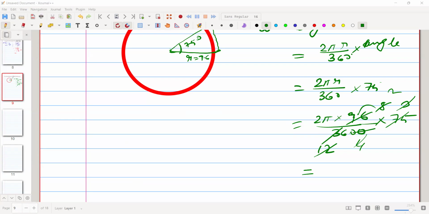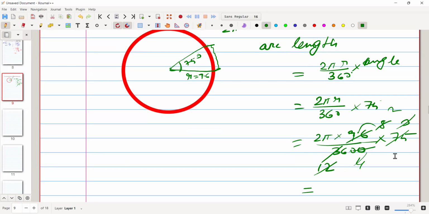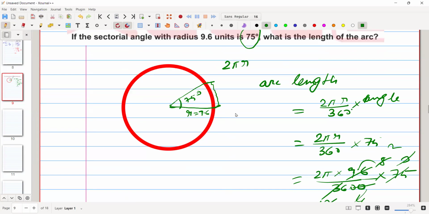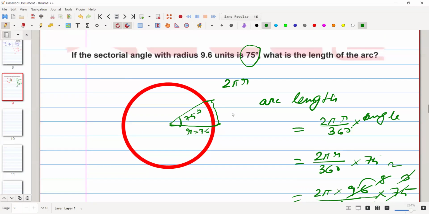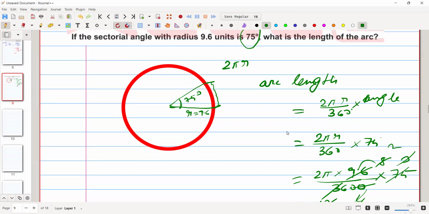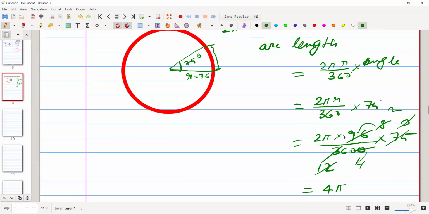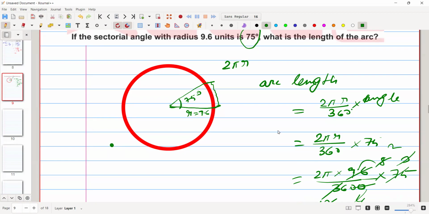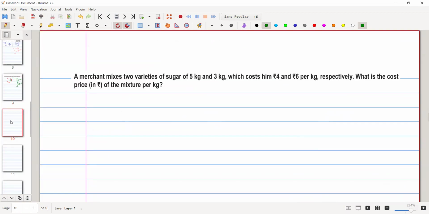Okay, so 4 pi is the answer. Clear? So just doing these calculations, that 2 pi r by 360 into 75 degree, and then just put the value of the radius, that is 9.6, make cancellation, you can get 4 pi is the answer. And options having the value 4 pi, that's all. Okay, so do the next one.